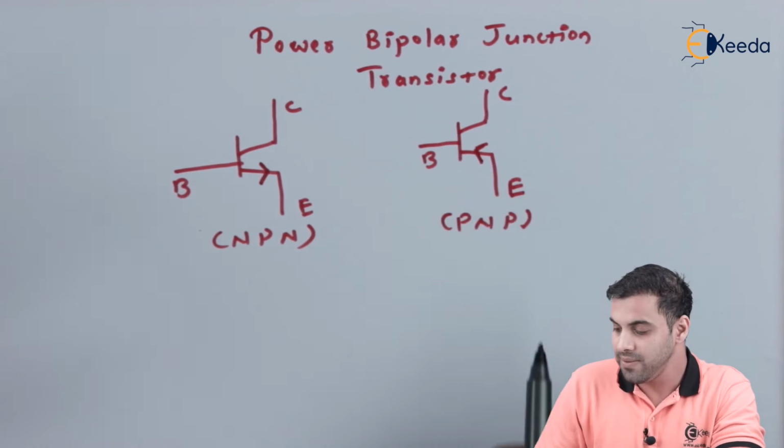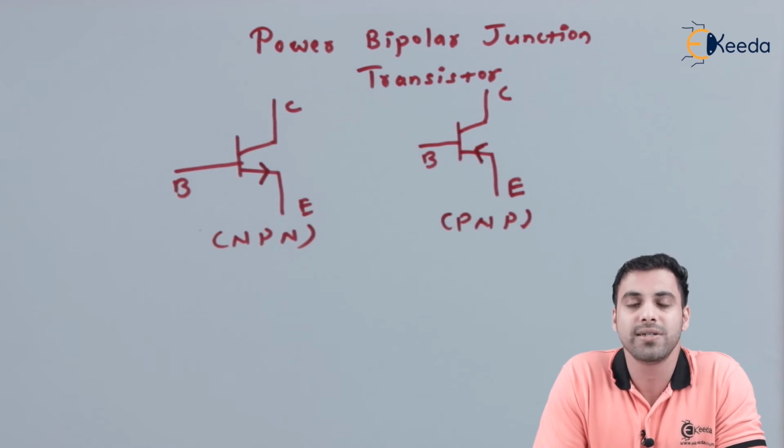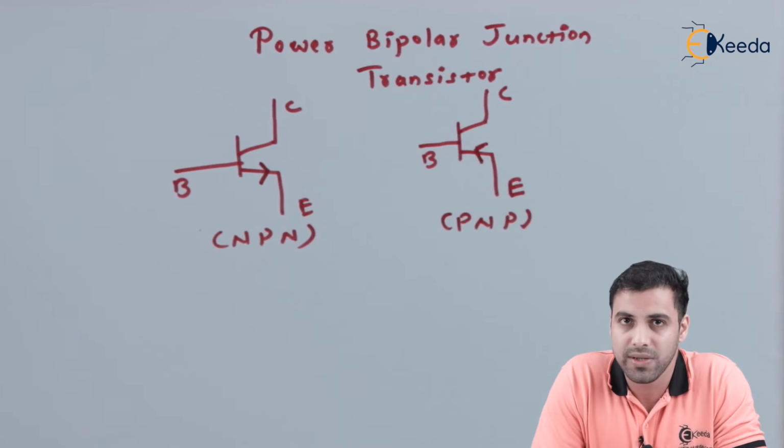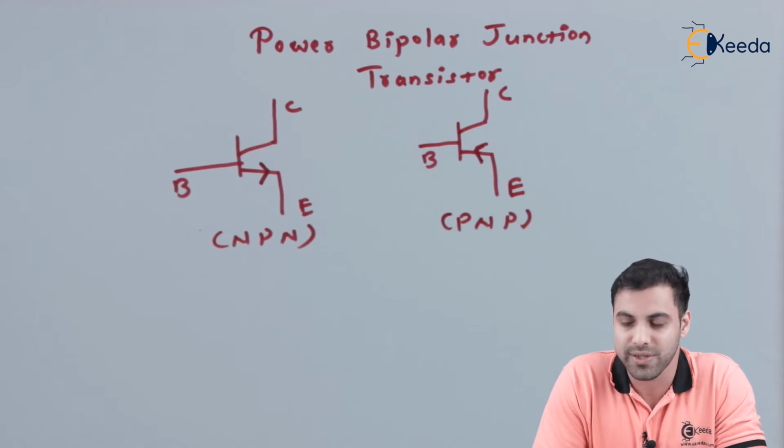Now, here, we all know a transistor consists of two diodes. Now, let's draw the transistor including two diodes. So let's see how a transistor is constructed using two diodes.